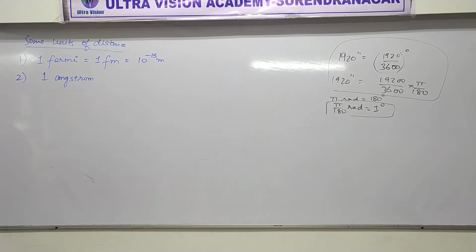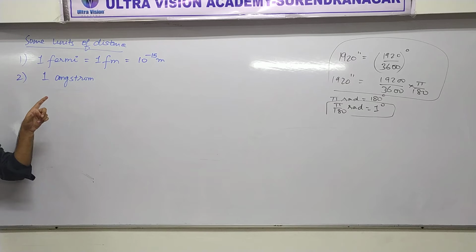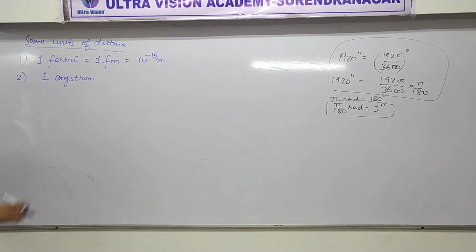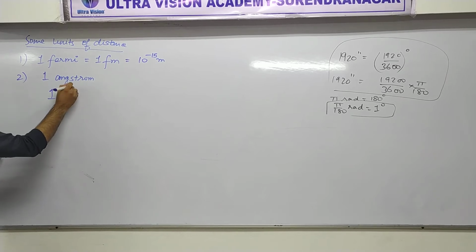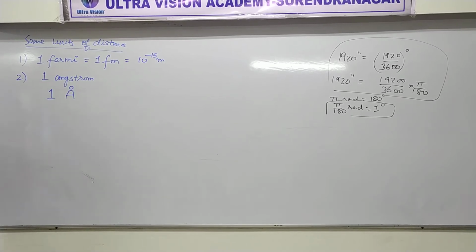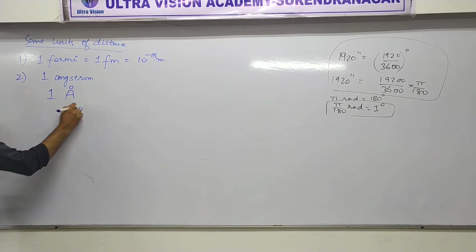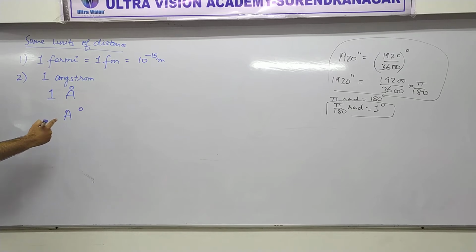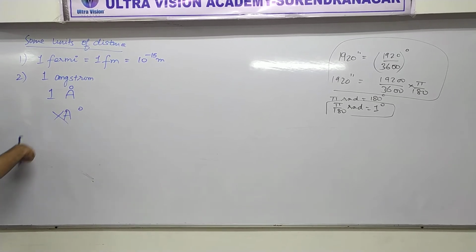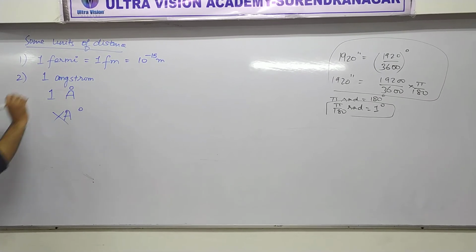Angstrom. Okay, not Armstrong. Angstrom. Now, what's the symbol for angstrom? It's like this: A with a circle on its head, not on the side. See, not like degree Celsius. You know, we write degree Celsius kind of this. Clear? Not like this. This is wrong. This is right. 1 angstrom.